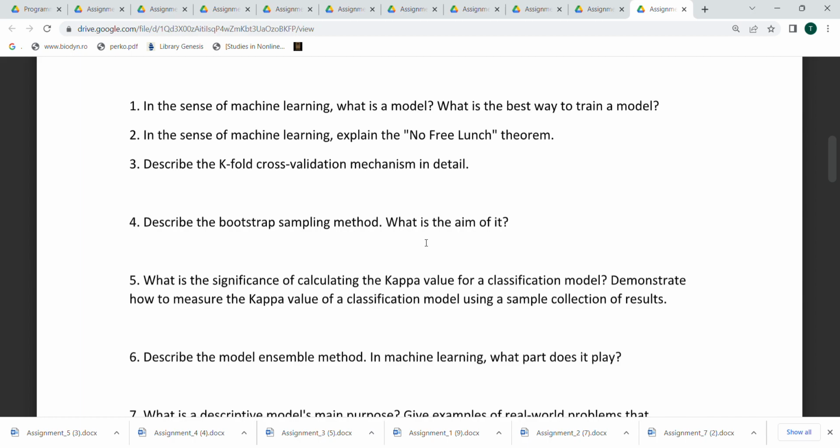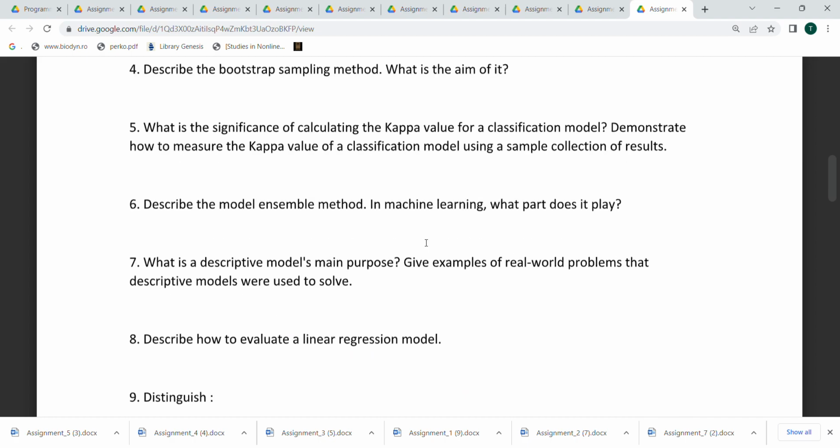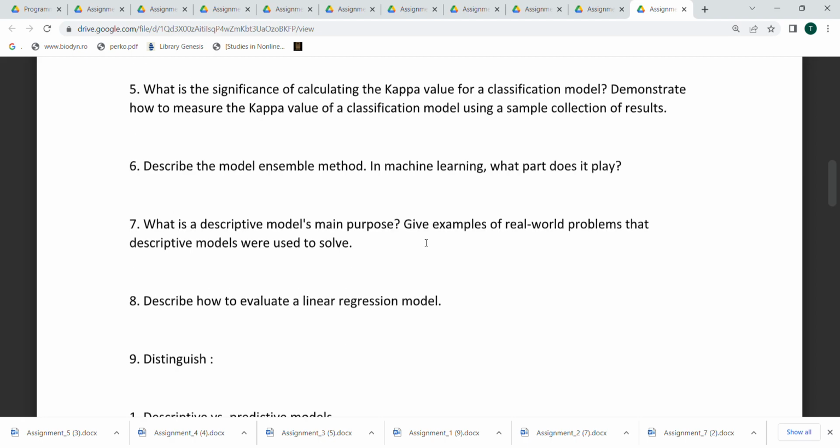Describe the model ensemble method in machine learning. What part does it play? What is the descriptive model's main purpose? Give an example of a real world problem that descriptive models were used to solve. And what is the next question?